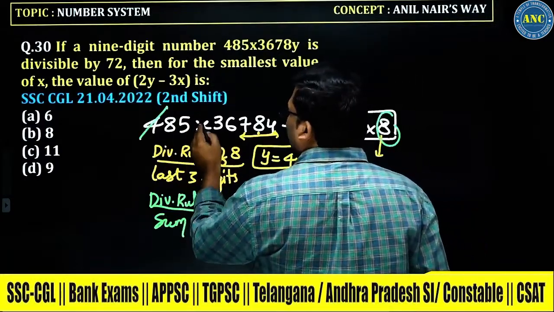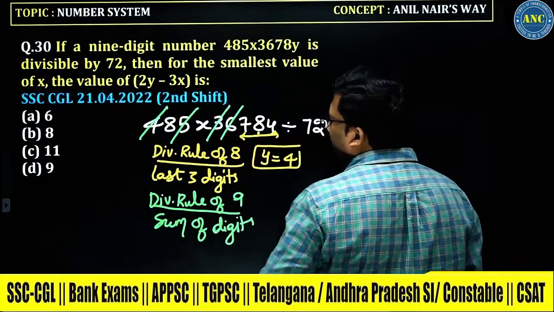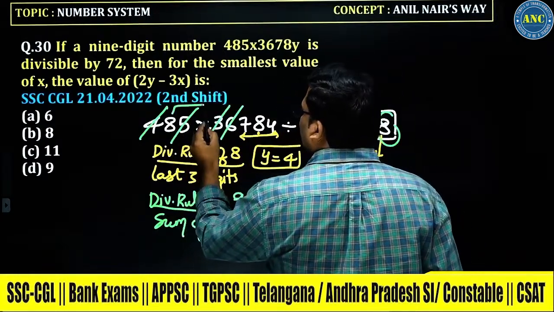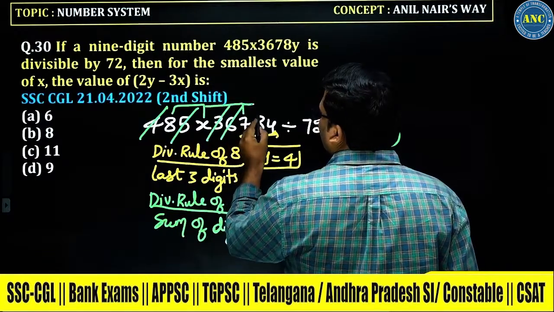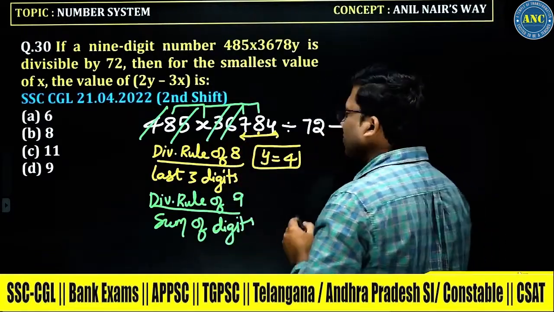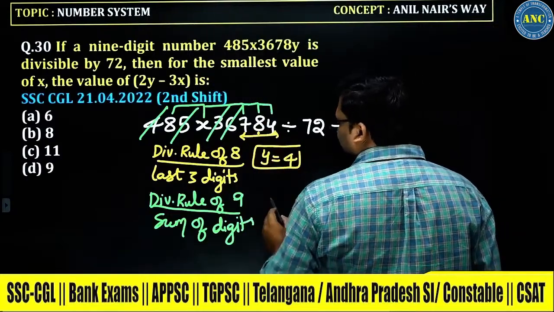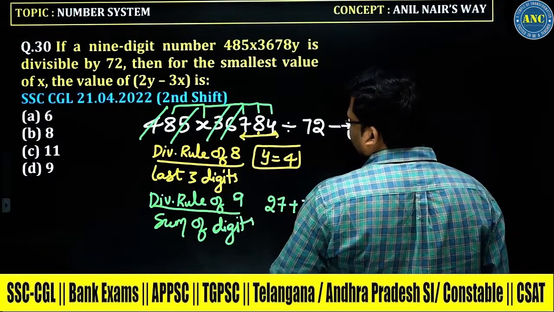4 plus 5, it is 9. 6 plus 3, it is 9. What is left? 8 plus x plus 7. 8 plus 7, 15. 15 plus 8, 23. 23 plus 4, 27. That means it is 27 plus x.